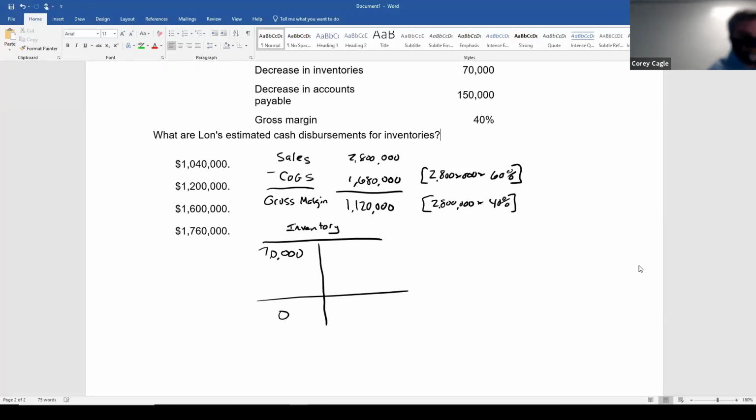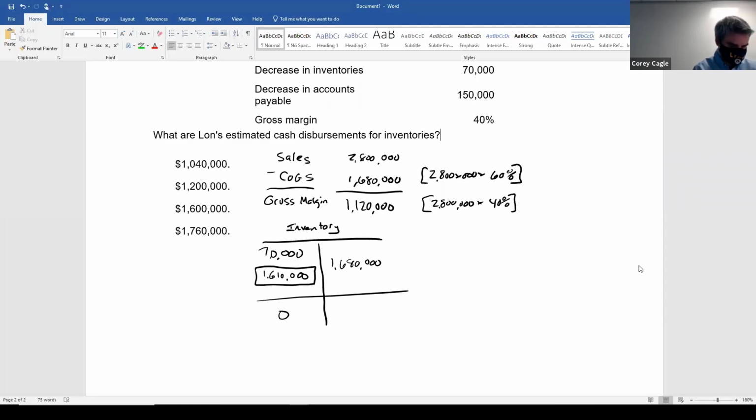So I know that 1,680,000 was credited out of there to arrive to this. So now I can figure out what my purchases were of inventory, right? I'm plugging that in. So that means purchases 1,610,000 in this little example I'm drawing up for myself.